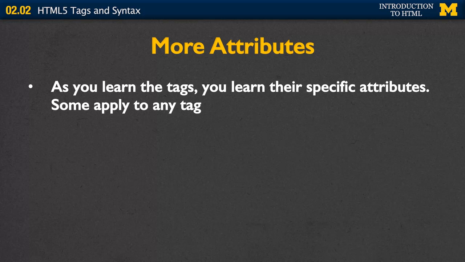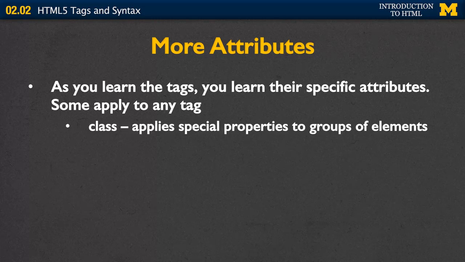As you learn more and more tags, you're going to learn that they have specific attributes. It makes no sense for an image to also include some sort of href. It makes no sense for a link to include other attributes. But there are some that apply to many of the tags. So I just wanted to mention them to you quickly, and we'll come back to them later in the class. All right? The first is the class attribute. What it does is it applies special properties to groups of elements. We'll use that later when we want to say, hey, we want to style all these pictures perhaps as thumbnails.